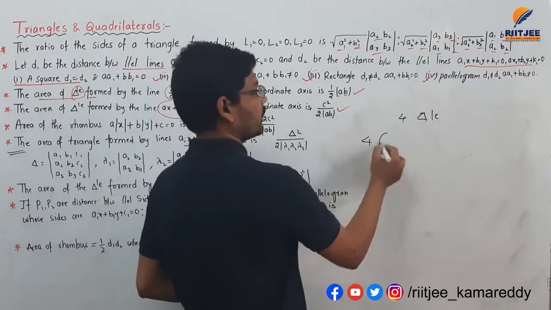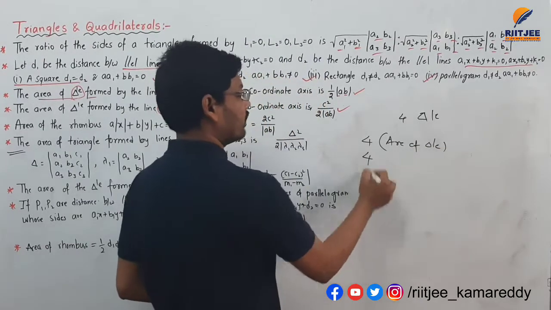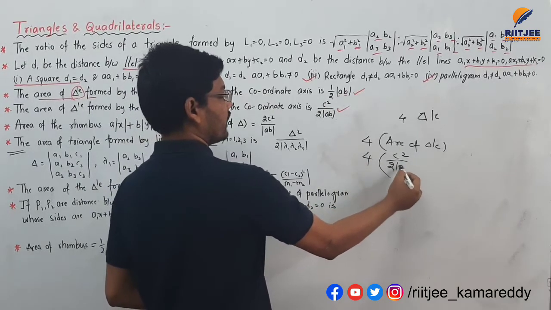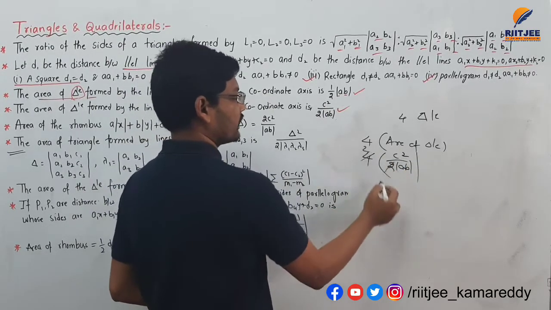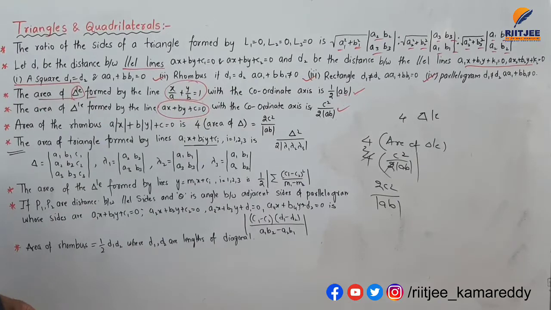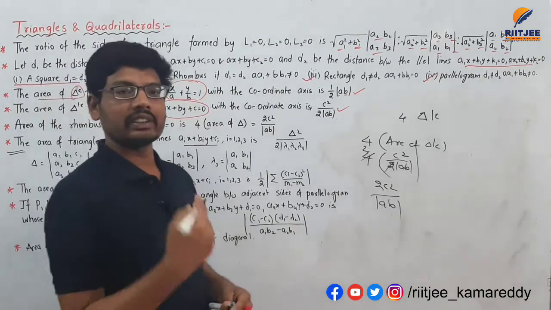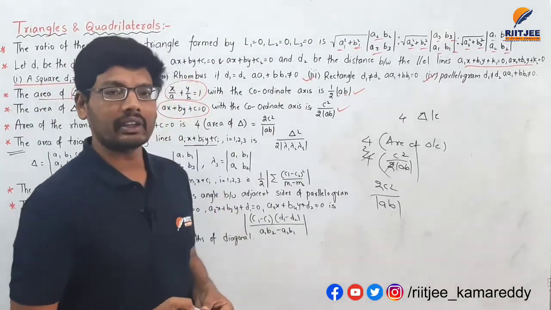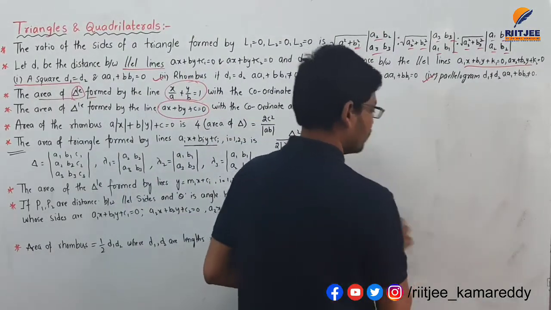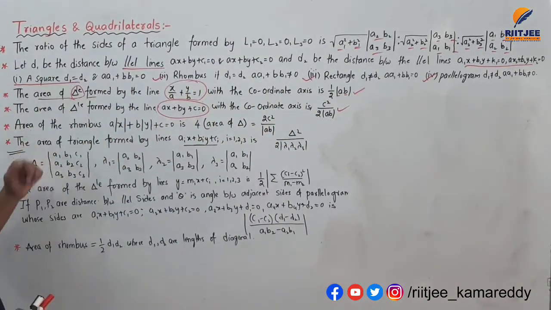Then 4 into area of the right angle triangle. Already we know that 4 into area of the triangle is c square by 2 into modulus of AB, so 2 into c square by 2 modulus of AB gives c square by modulus of AB. This is the area of the rhombus when only one straight line equation is given. In a rhombus all the sides are equal and the diagonals are perpendicular to each other. Area of the rhombus is framed by 4 into area of the right angle triangle here. And this is all about this point here.